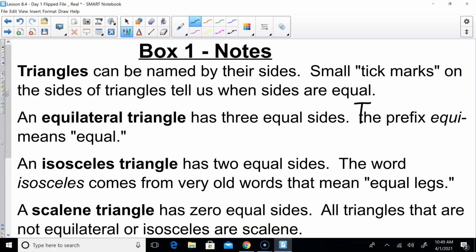You can pause the video and write down this information about the sides of triangles, equilateral, isosceles, and scalene, as those will be vocabulary words we'll be referring to throughout the course of the lesson and moving forward.